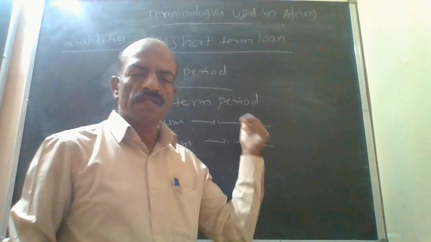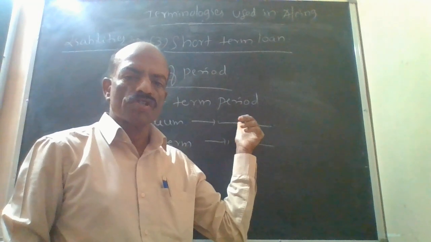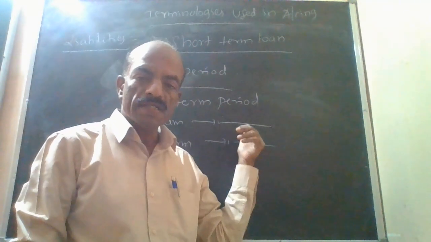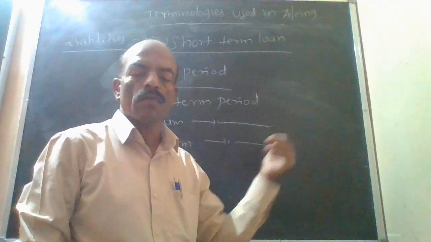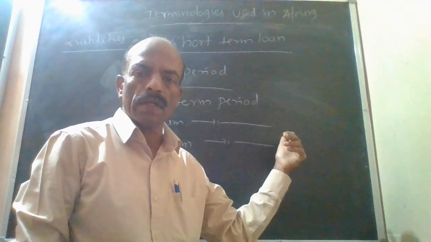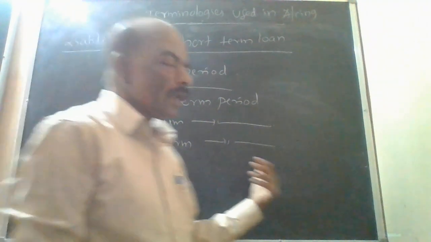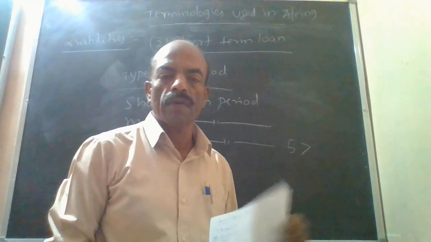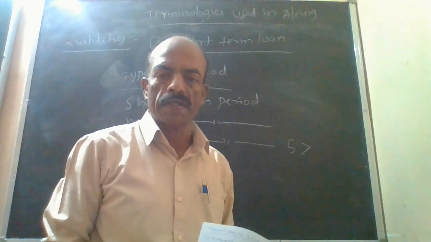Short term period means it is a period for 1 year or less than 1 year. That is called short term period. Medium term period means it's a period for more than 1 year but not more than 5 years. That is less than 5 years. More than 1 year but less than 5 years. Long term period means 5 years or more. It is a period for 5 years or more than 5 years.